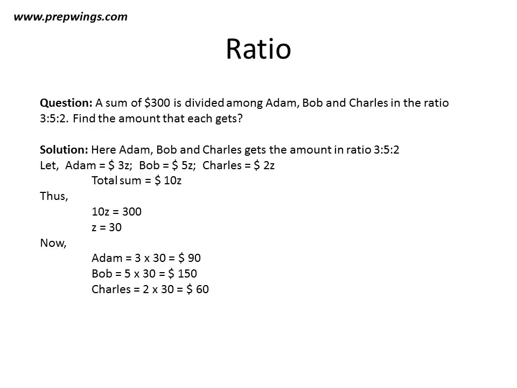Now Adam is getting $3Z, which is 3 into 30, which is equal to $90. Bob is getting $5Z, which is 5 into 30, which is equal to $150. And Charles is getting $2Z, which is 2 into 30, which is equal to $60. Okay, thus Adam gets $90, Bob gets $150 and Charles gets $60.